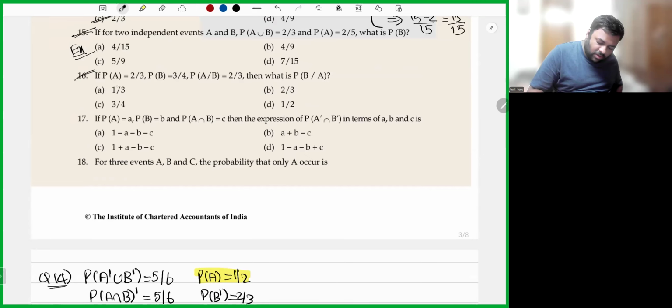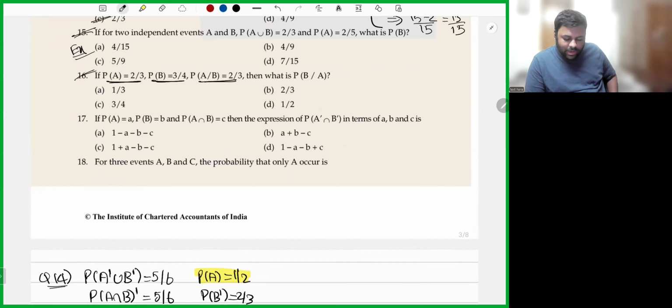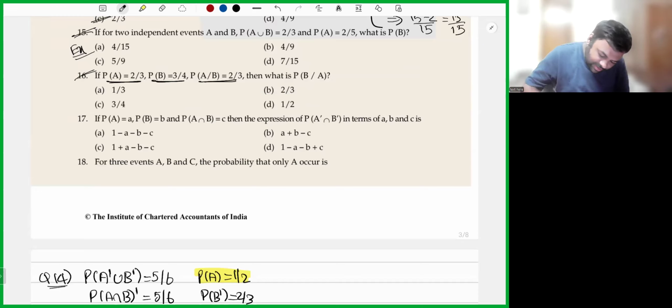16th one. P of A is 2 by 3. P of B is 3 by 4. P of A by B is 2 by 3. He's asking P of B by A. Don't write 3 by 2. Okay, that's wrong. P of B by A will be P of A intersection B by P of A. Be careful.